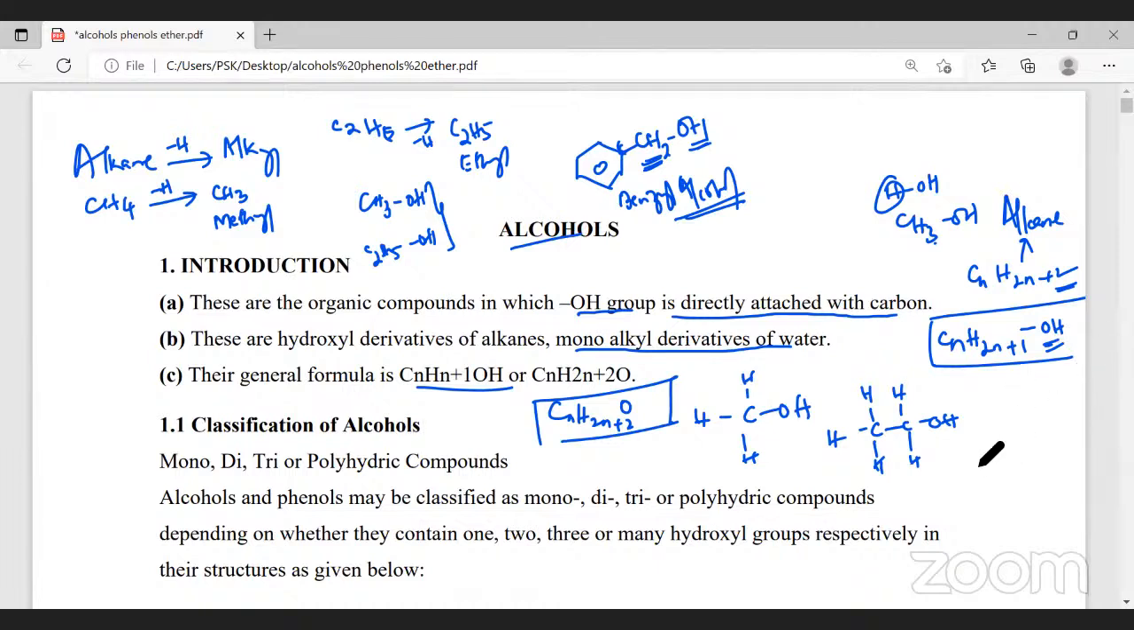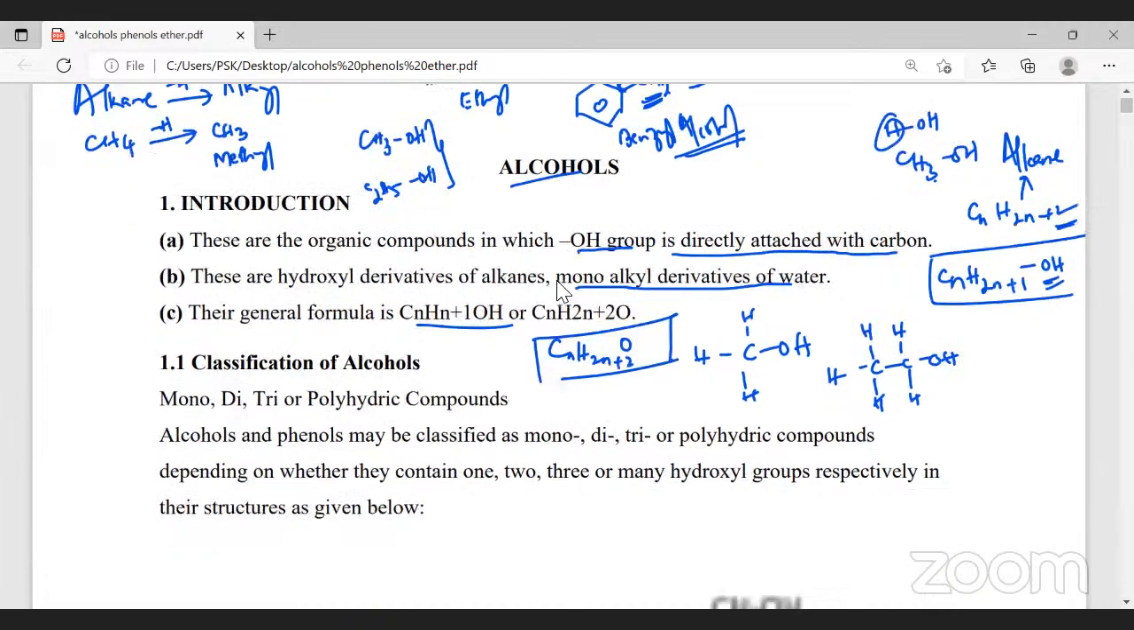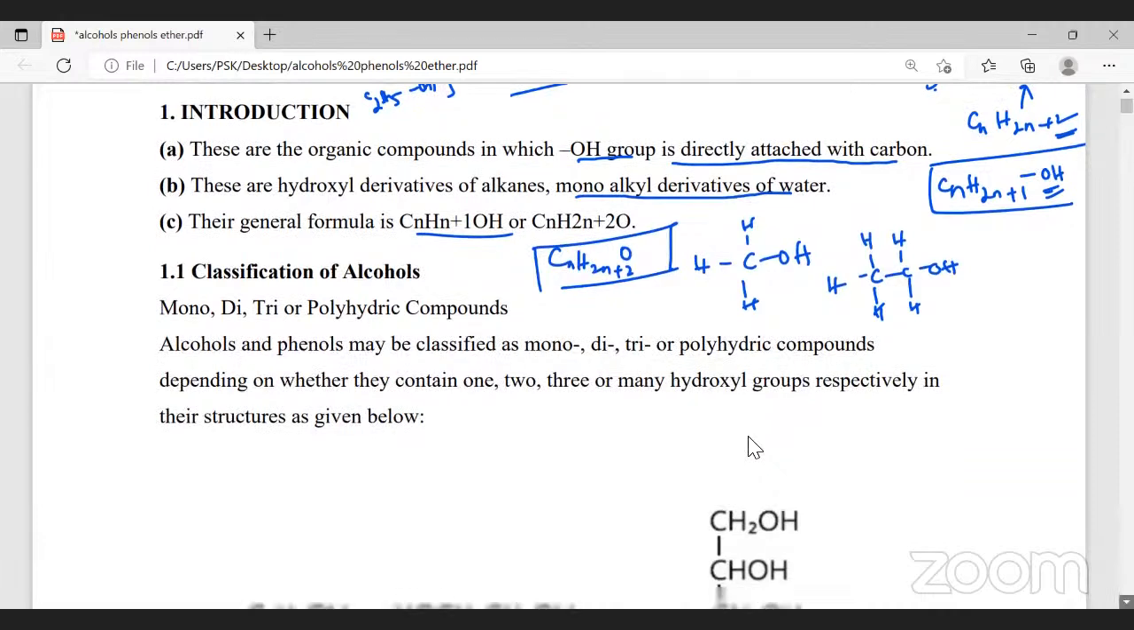Next, classification of alcohols. Depending on the number of OH groups, alcohols are classified as mono, di, tri, or polyhydric. If an alcohol contains only one OH group, it is called a monohydric alcohol.